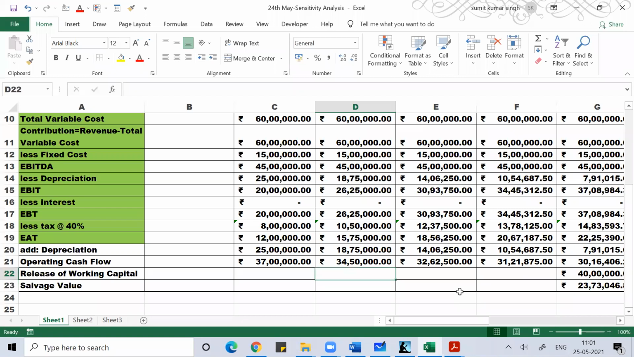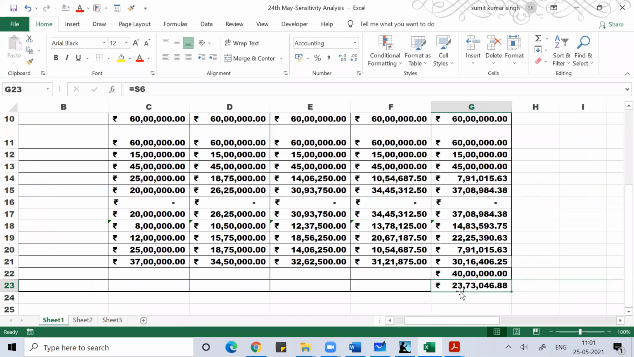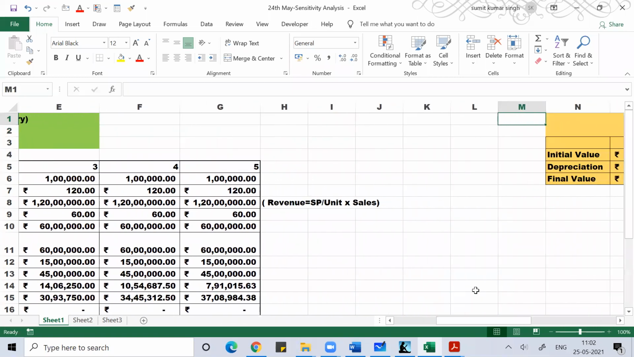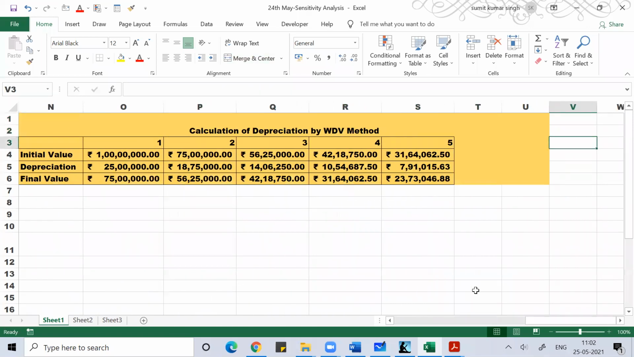But ultimately, after the life of 5 years, the value left with me is 23 lakh rupees. That is the value left with me, and this is the book value. By depreciating the 100 lakh rupees of plant and machinery, because it is a fixed asset and I keep on using it, its value keeps on decreasing at the rate of 25%.